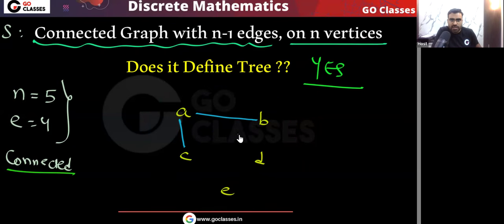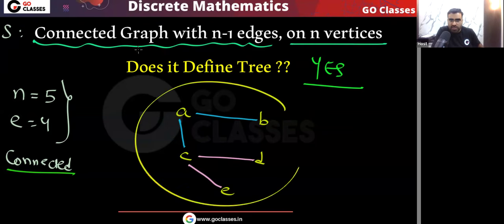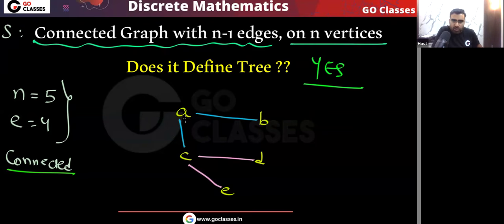Is this clear? If I want to make it connected, then definitely you can easily see I will get a tree. This is what I'm saying: if you try to create a counter example for this statement, you cannot create one. So is it the definition of tree? The answer is yes. Is this point clear? Connected graph with n minus 1 edges, that is the definition of tree.